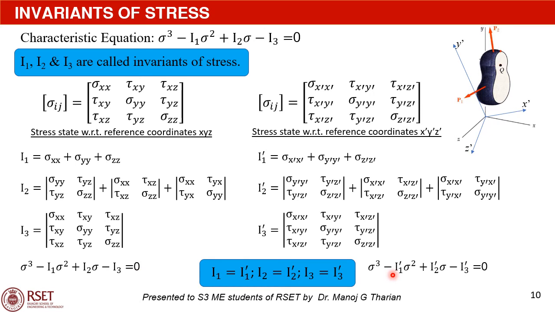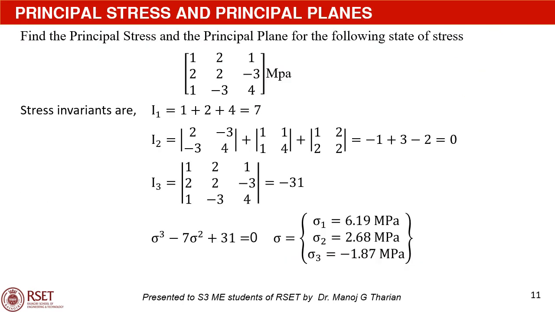It is possible only when I1 equals I1 dash, I2 equals I2 dash, I3 equals I3 dash. Thus, the values of the stress invariants do not depend upon the reference coordinate system you take. Now we will see an example.